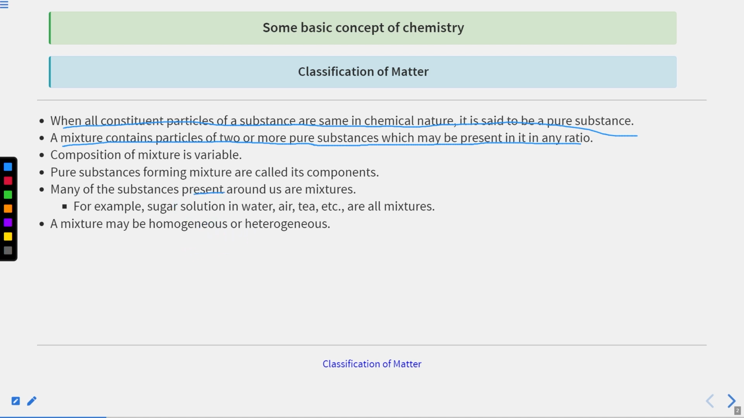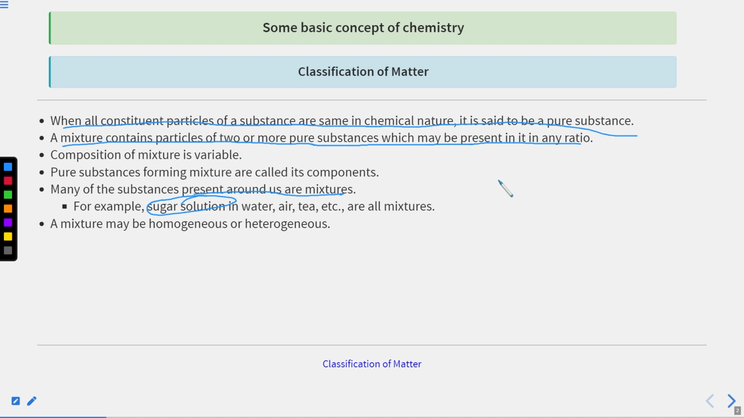Many of the substances present around us are mixtures. Whether we talk about sugar solution, it is also a mixture. How is it a mixture? You will say that it is made up of sugar and water, so it is fixed. No, the composition can change. You can dissolve 1 tablespoon of sugar in water, or 2 tablespoons of sugar in water. Both will be sugar solution, but the composition will not be the same. So it is an example of variable composition. Therefore, it is a mixture.